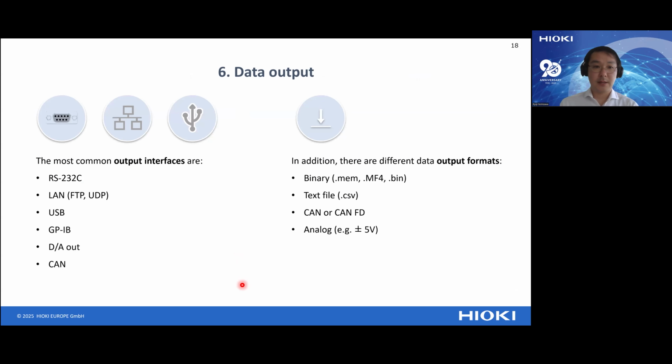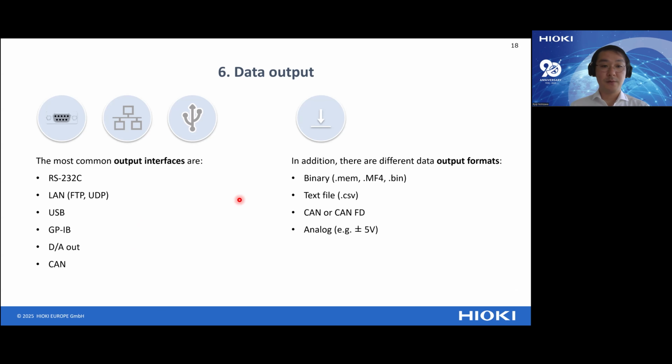So finally, I'd like to take a quick look at the data output, which plays a key role in analyzing results and integrating with other systems. On the left, you can see the common output interfaces like RS232C, LAN, USB, GPIB, D/A output, and CAN, which is especially popular in the automotive world.